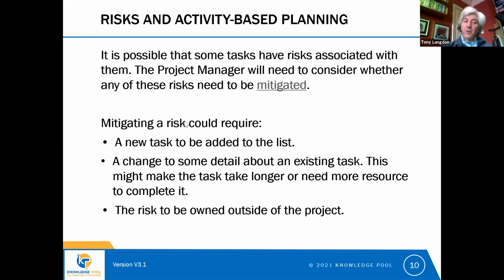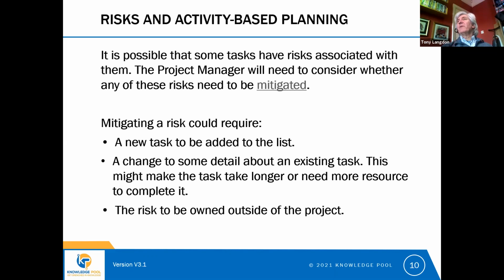Or the final option here is that we can ask for the risk to be owned outside of the project. There is a module where we'll talk about the different ways in which risks can be mitigated in more detail. But one of the options is to get the risk owned outside of the project. Effectively, this means that the project doesn't have to deal with it. Somebody else in the organization is dealing with that risk.